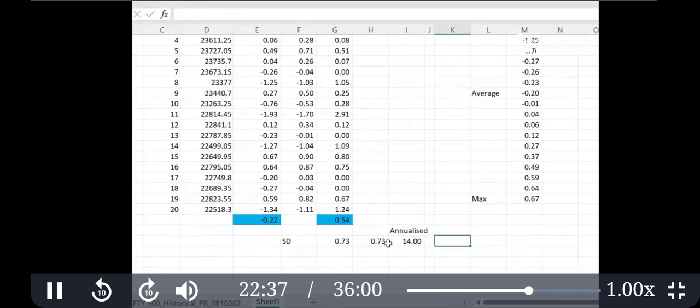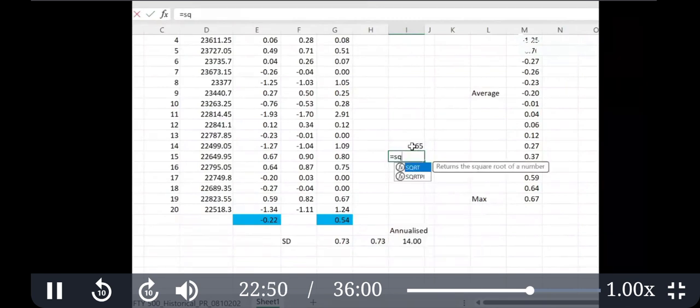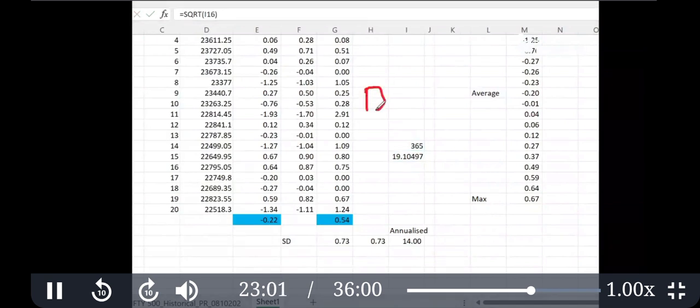How is it annualized? It is multiplied by 19.1. You will ask, where does 19.1 come from? It is from 365 days. The square root of 365 is 19.1. So the daily return is multiplied by the square root of whatever the days or time are. And when we annualize, it means 1 year.